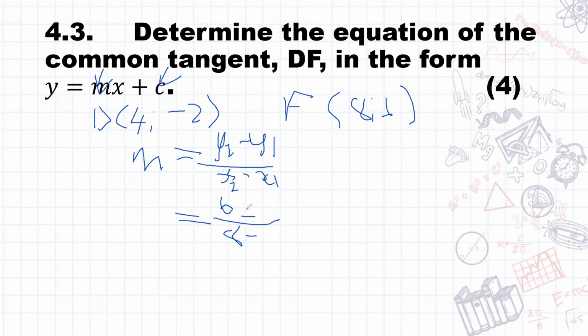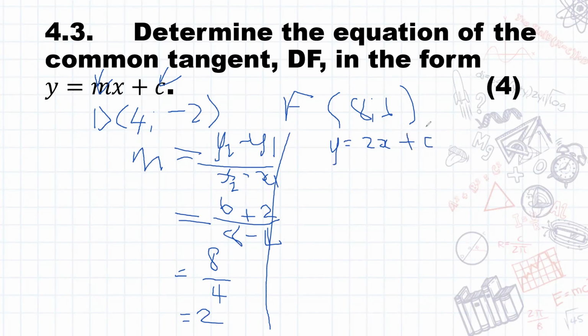So here I've got minus 2, so this minus becomes a plus, and minus 4, so the minus stays. I've got it like that, right? So here I'll have 8 over 8 minus 4, which is 4, and so the gradient is 2. Okay. Now we've got y is equal to 2x plus c, and we just substitute any coordinates. It's always a safer option to substitute in the one that they gave us rather than the one that you found, just in terms of accuracy. But either of those coordinates is fine.